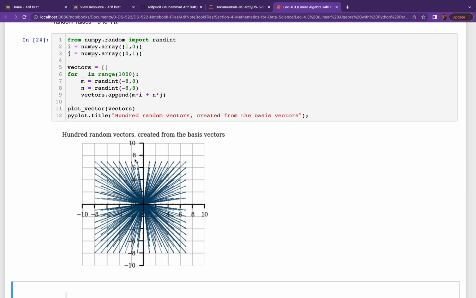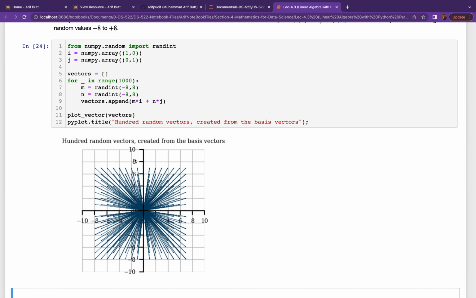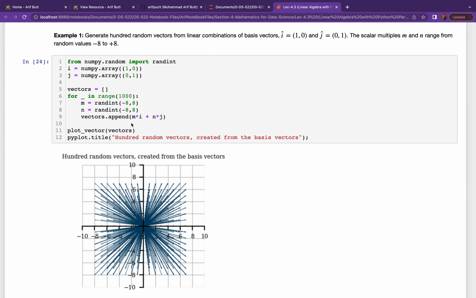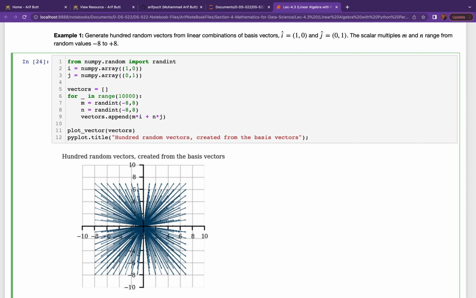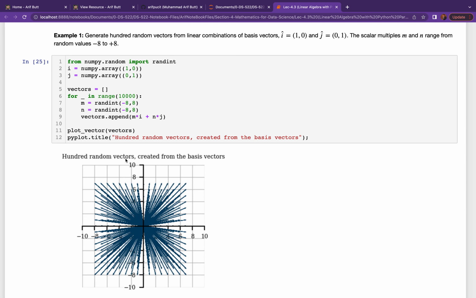You see, so you can say that the span of the basis vectors i and j is this whole 2D space. By that I mean, if I keep on increasing these values, I can cover the entire space from this. So this is what the concept of spanning is.